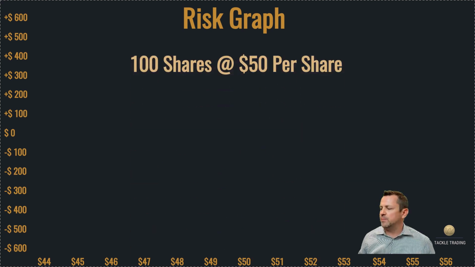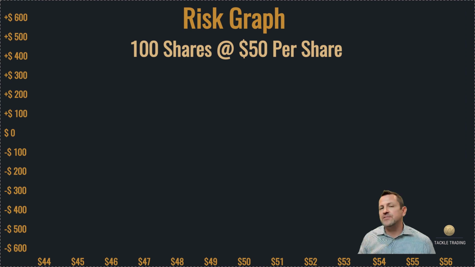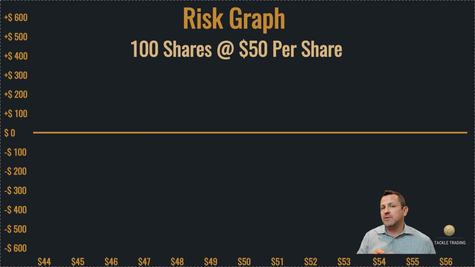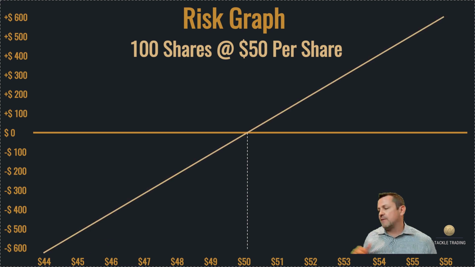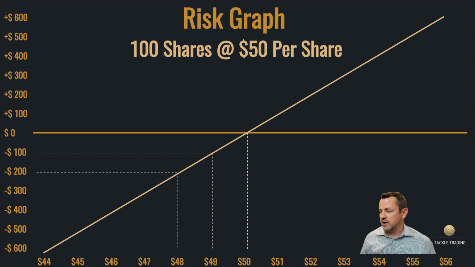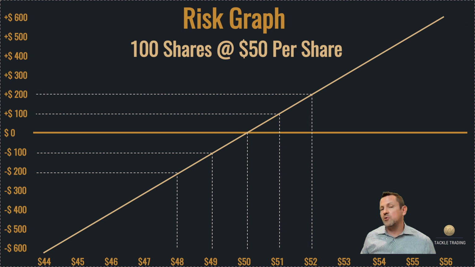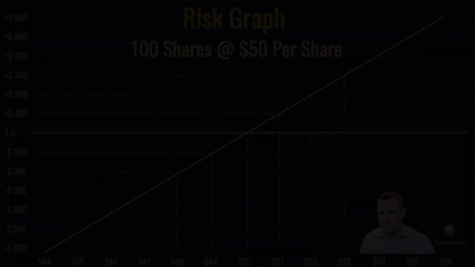So imagine with me if we bought 100 shares of a stock at $50 per share. The break-even point, or $0, would be exactly at $50 per share. Now, if the stock price rose or fell, profits and losses would occur accordingly. If, for example, the stock dropped $1 times 100 shares down to 49, that would be a $100 drawdown. If it went down to 48, that would be a $200 drawdown. And conversely, if the stock price rose to 51, that would be a $100 profit. If it rose to 52, that'd be a $200 profit. If it rose to 53, that'd be a $300 profit.